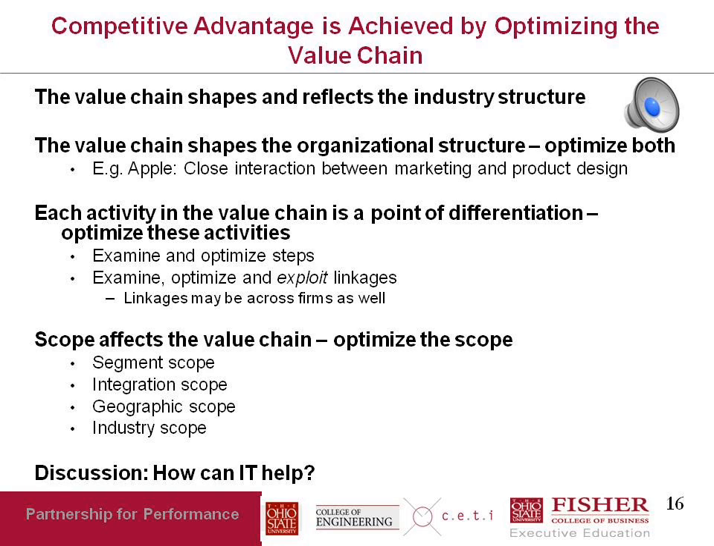Okay? So just to summarize, the value chain shapes and reflects industry structure. It shapes the organizational structure. In order to optimize the value chain, you want to optimize the activities themselves and also the linkages within the activities. And the scope in which you compete both determines your value chain and is determined by how you want your value chain to be. Okay? And I want you now to think about how information technology can help optimize the value chain.